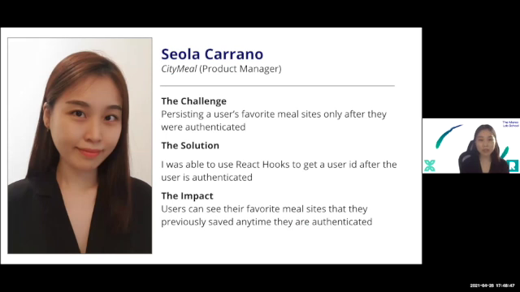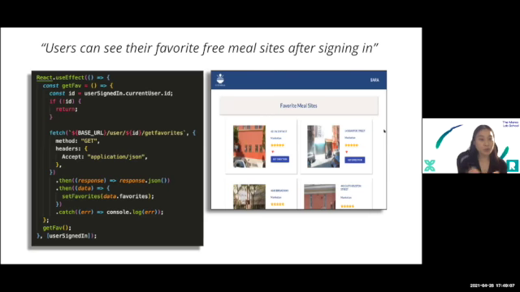Now we'd like to talk about a challenge we had and the solutions. Let me start first. I'm a product manager and a front-end developer. For me, displaying a user's favorite meal sites only when the user is authenticated was a challenge. I had to grab a unique ID for a specific user. And by using React hook, I was able to save the unique ID. Getting favorite location function gets executed after the user sign-in state is updated. Now, as you can see in the screenshots, user can see their favorite meal sites that they already saved. Now I'm passing over to Phoenix.